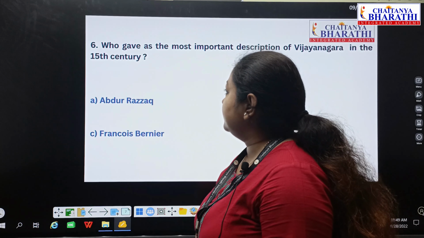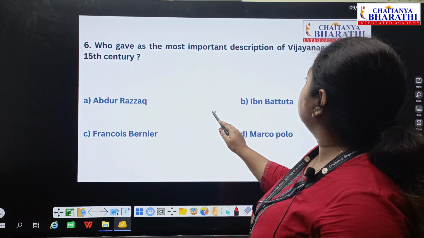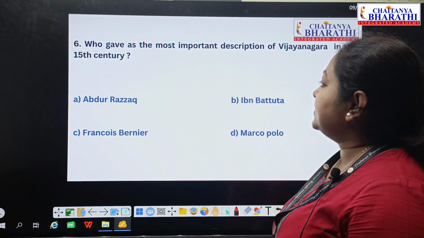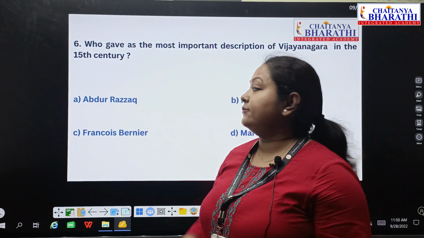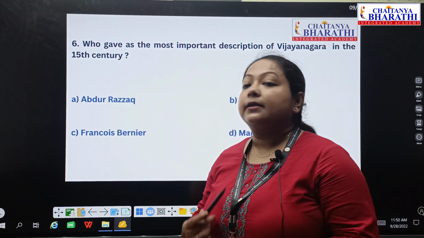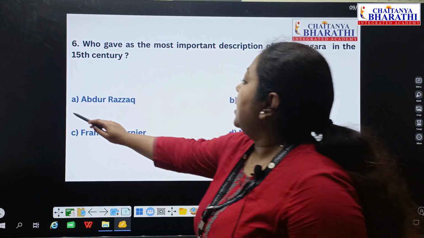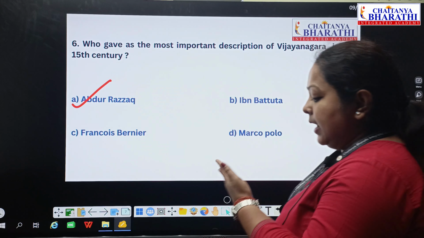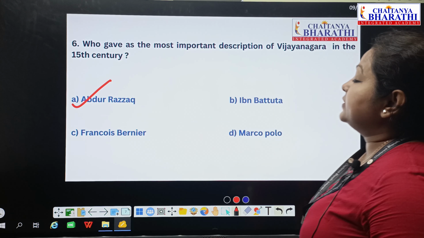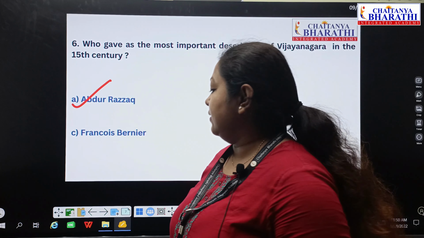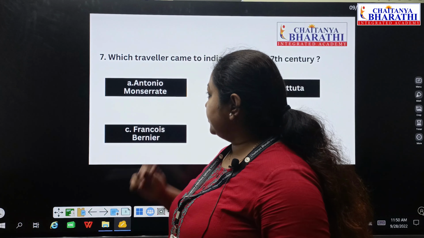Moving to the next question. Who gave the most important description of Vijayanagara in the 15th century? This is a direct question and is very prominently mentioned in the chapter. It is Abdul Razak. Abdul Razak discussed the Vijayanagara kingdom in detail in his account. Moving to the next question.